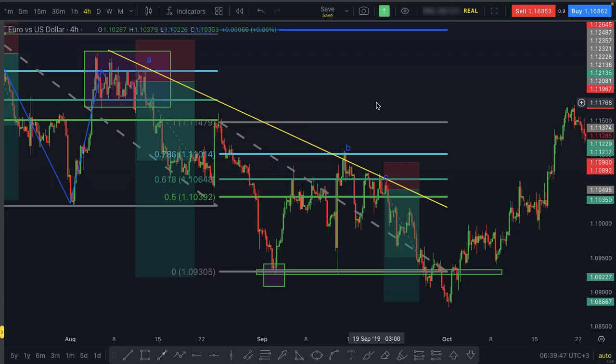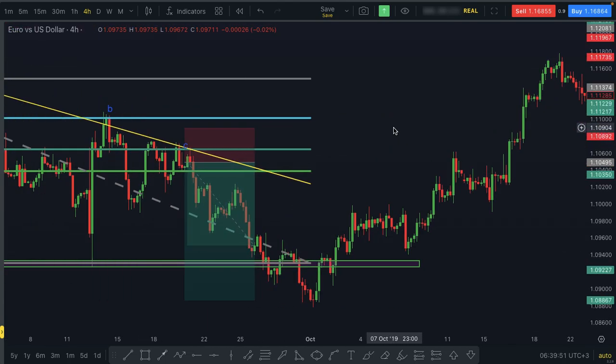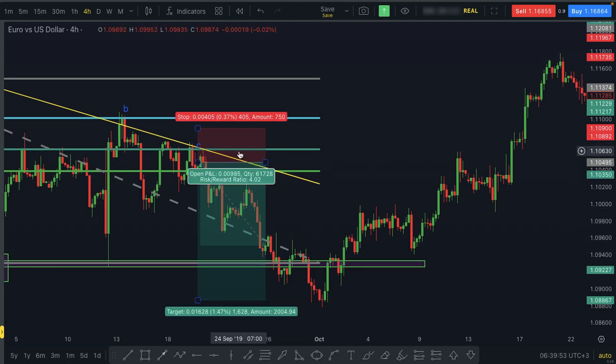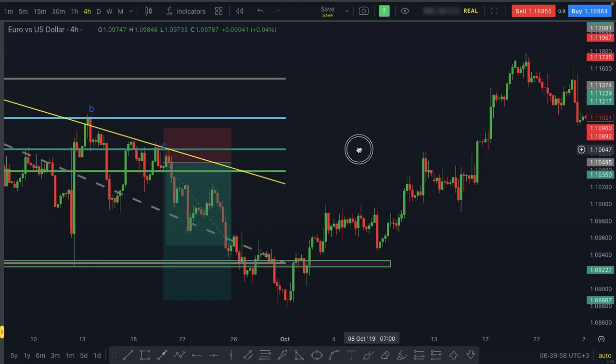So that's what we call a third touch rule. So it's giving us vibes of the third touch rule, and it's possibly the reason why we also had to short it to this point.